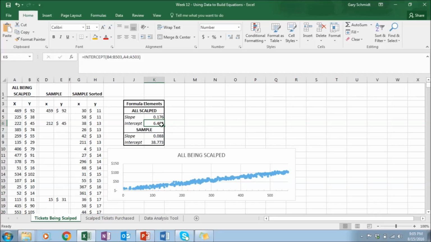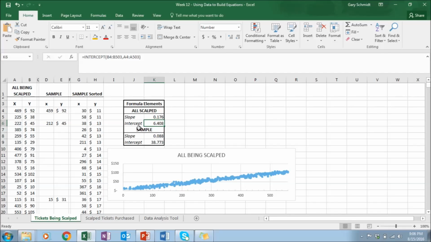Intercept is the other part, and again there's actually a function called intercept, and it uses the same inputs. It uses the known y's and the known x's, so it's going to use the same data, and it just changes the word from slope to intercept, and that gives us the intercept. Well, what is the intercept? Rather than the slope of the line, the intercept is where it hits 0.